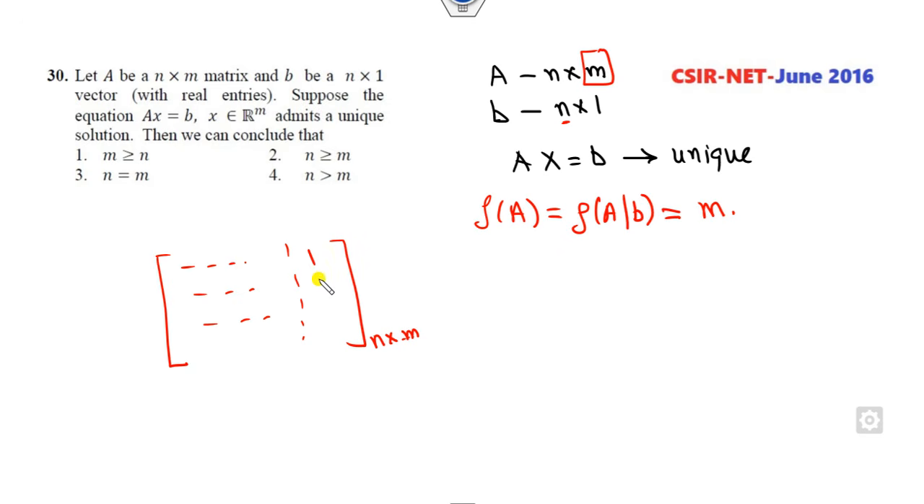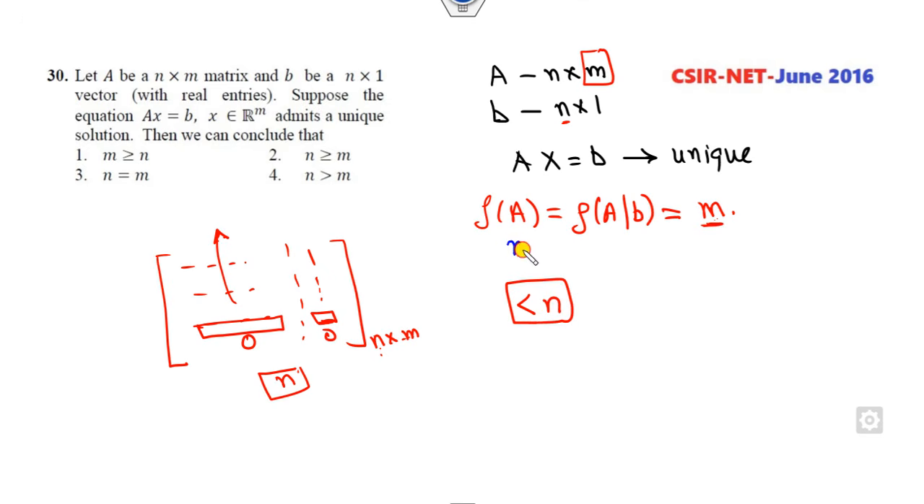Fine. This is 1 1 something up to here. When will it be m? When will it be m? When the last row of this must be 0. Otherwise the rank will be n, and we need a unique solution. It will be the m. So what is the meaning of that? The rank of this matrix will be less than n, or you can say we need m to be here. So we all know this must be rank of the n comma m.